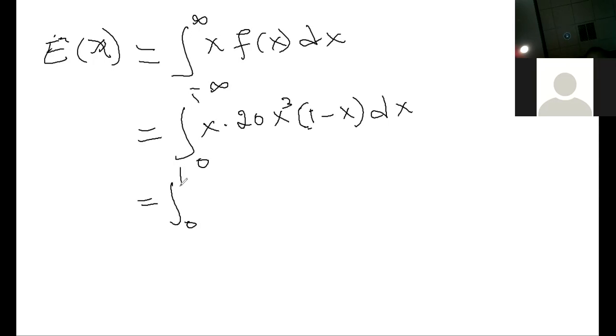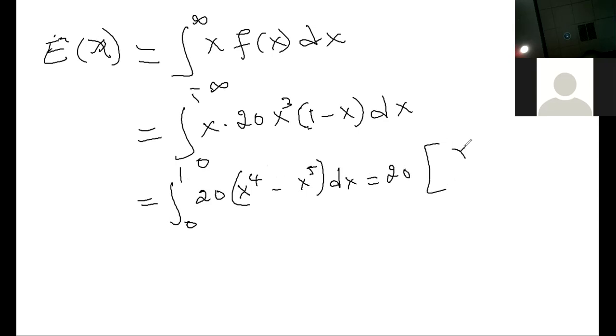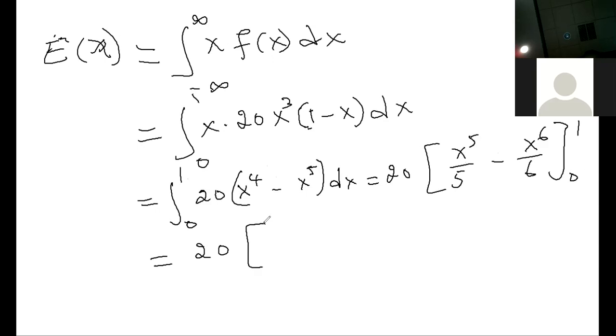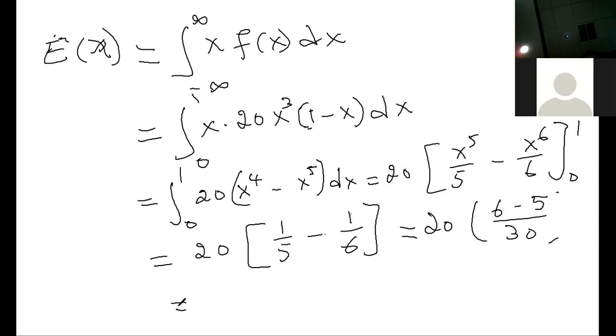It becomes integral from 0 to 1, 20 times x to the 4 minus x to the 5 dx, which is 20, x to the 5 over 5 minus x to the 6 over 6, from 0 to 1, which is 20 times 1 over 5 minus 1 over 6, 6 minus 5 over 30, which is 20 over 30. Over 3.